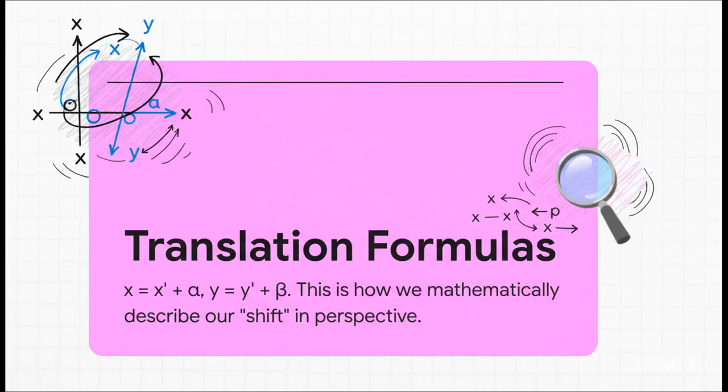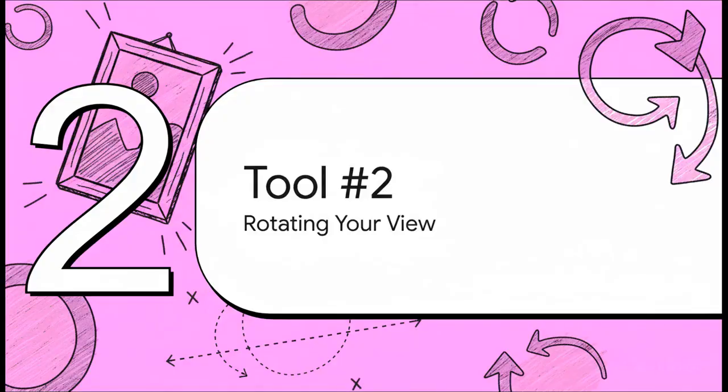And how do we describe that little sidestep with math? With these really simple formulas. They let us translate every single point from our old coordinates, the x and y, to our new ones, x prime and y prime, all based on our new, improved viewpoint. Pretty straightforward, right? But what if the painting itself is hanging crooked on the wall? Just moving side to side isn't going to fix that.